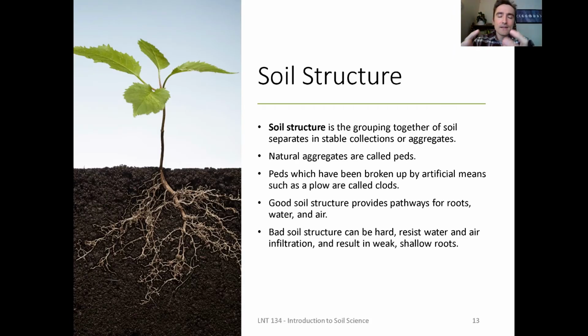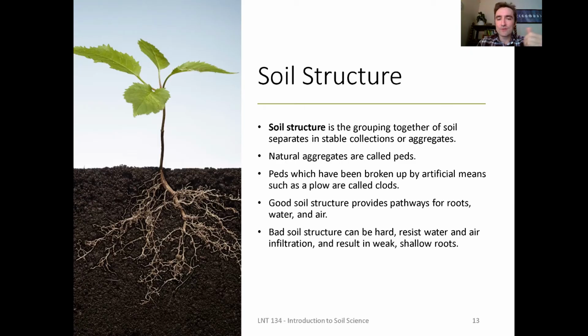In nature, these textures, these different particles, they form groups or clumps, and we call them aggregates. If they're natural, we call them PEDs, P-E-D. So in nature, it forms PEDs. You've probably, as a kid, picked up a ball of soil and you thought it was a rock, and then you tried to break it, and it's an aggregate. It is a clump of soil.